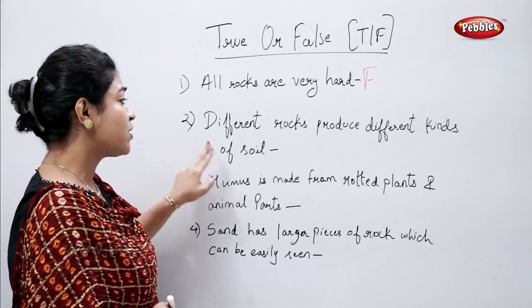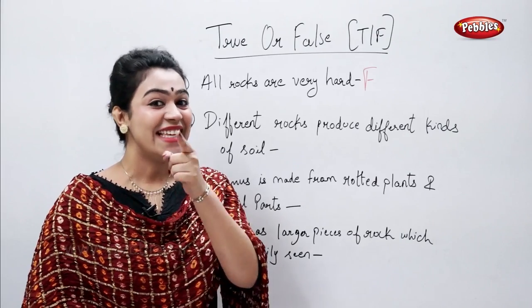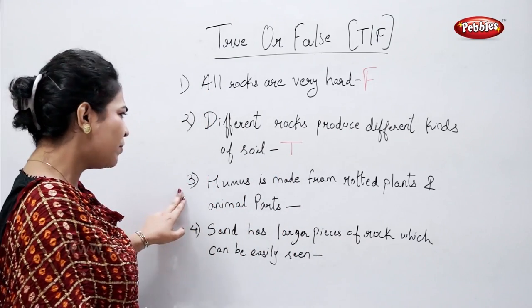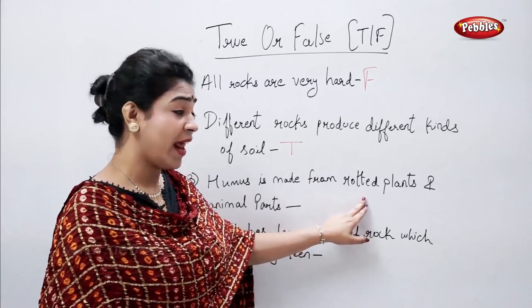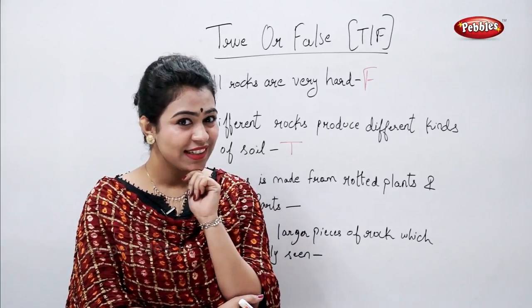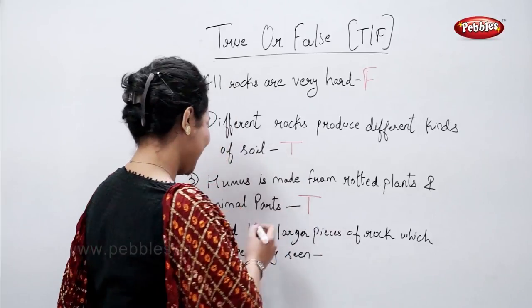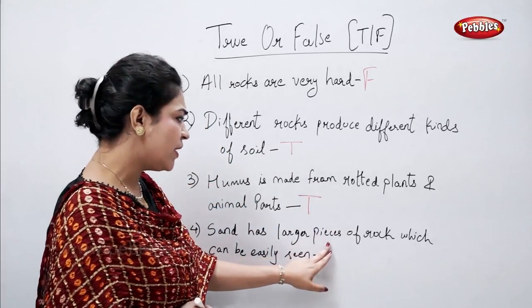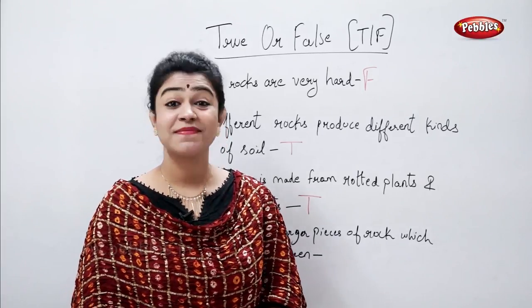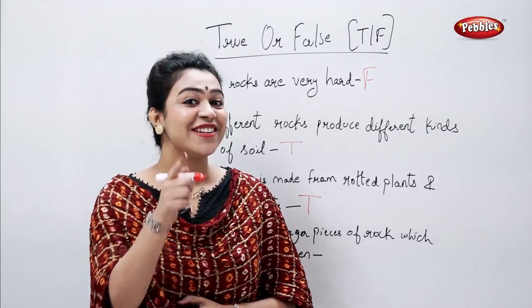Different rocks produce different kinds of soil. Is that true or false? Yes, that's true. Humus is made from rotted plants and animal parts. That's a true or a false? Yes, it's a true. Sand has larger pieces of rock which can be easily seen. Now tell me, is that a true or a false? True.